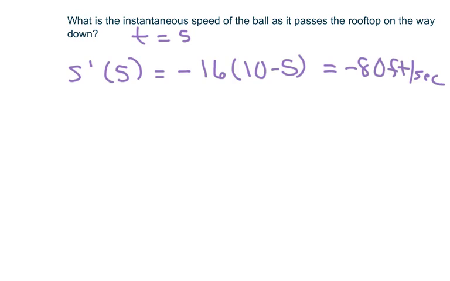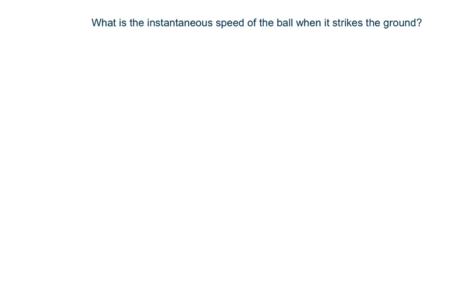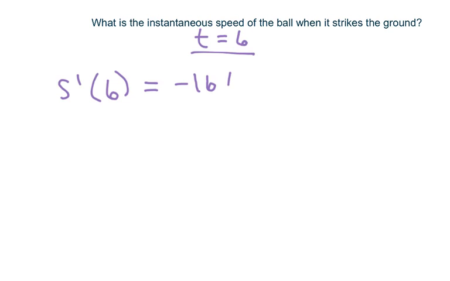Okay. And the next one, what is the instantaneous speed of the ball when it strikes the ground? Okay, that's when t equals 6. That's what we're looking at. So we take the derivative of the speed at 6, and we get negative 16 times 12 minus 5, and that gives us negative 112 feet per second. So the speed of the ball at time 6 seconds is negative 112 feet per second. Again, the negative value implies the ball is traveling downward.